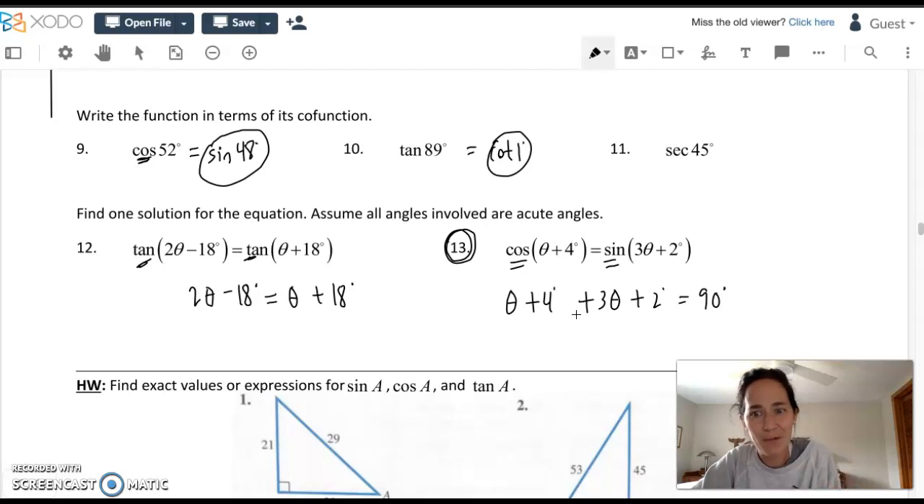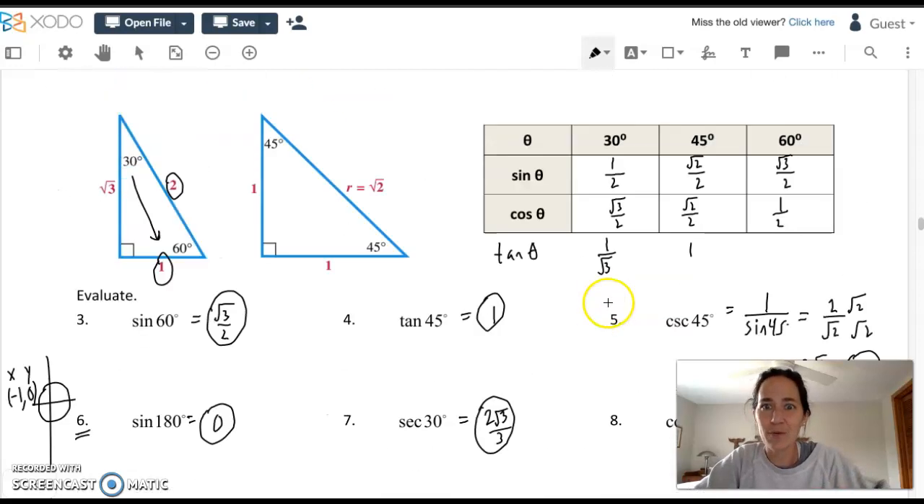Okay, it's been my pleasure. Start working with that table, right? If you see a bunch of exact value questions, copy down that table. Talk to you soon.